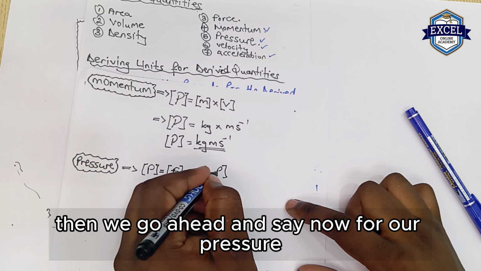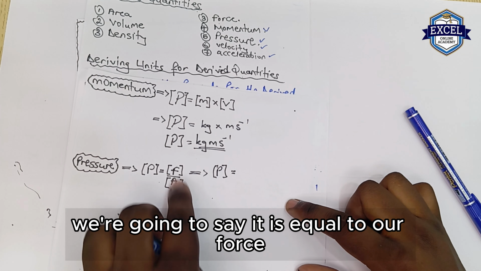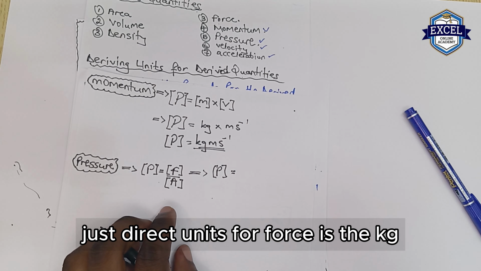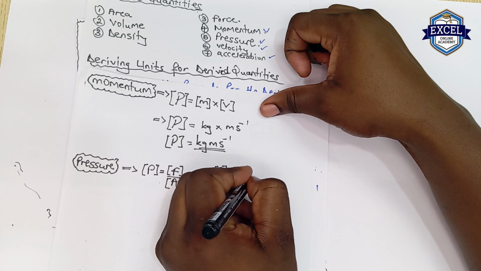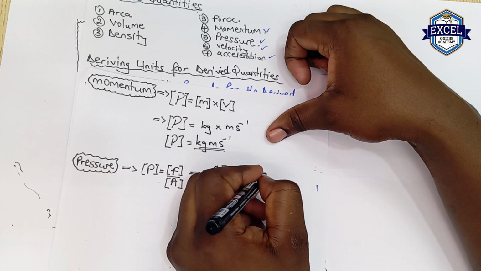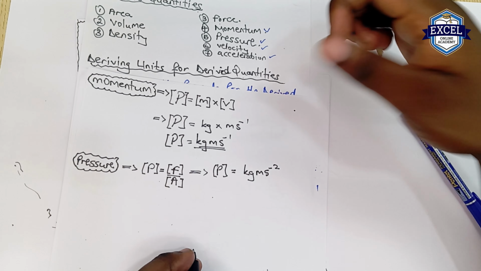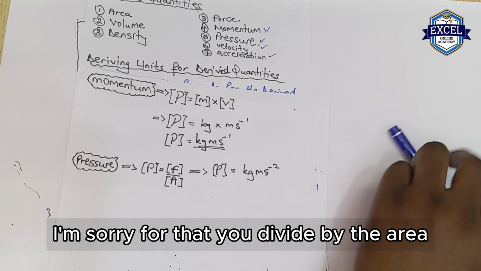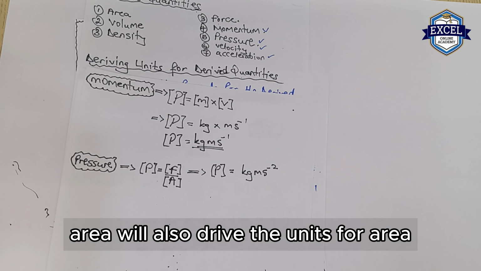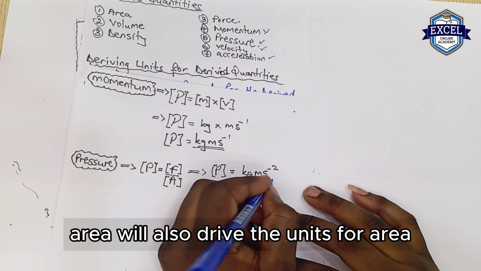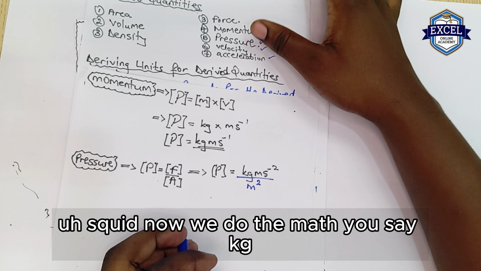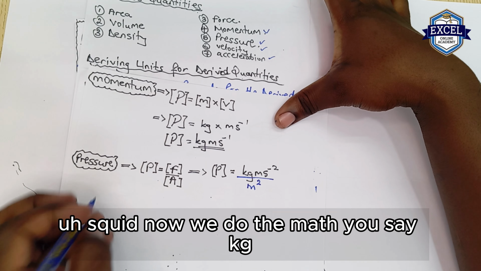for our pressure, it is equal to our force. The units for force, remember we have just derived, is kg meters per square second. Now you divide by the area. We said the units for area is the meters squared. Now we do the math.